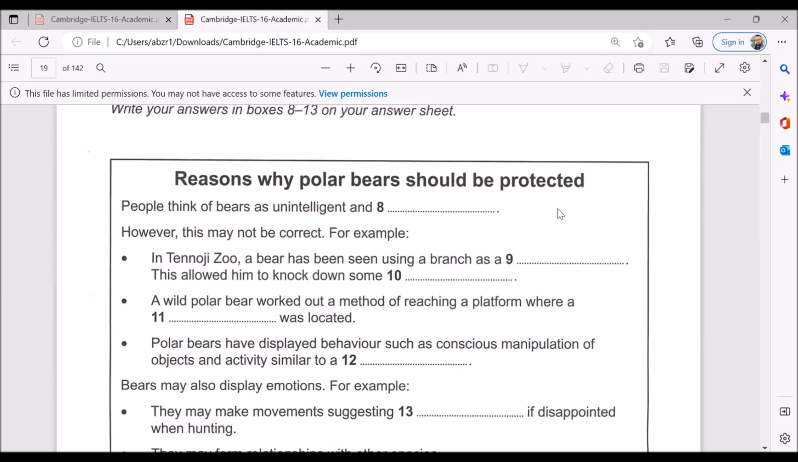However, this may not be correct. For example, in Tennoji Zoo, a bear has been using a branch as a dash, full stop, because the next sentence, this allowed him to knock down some dash.